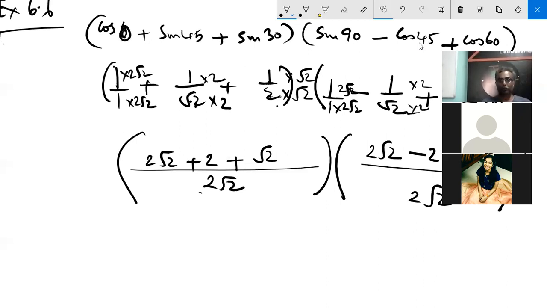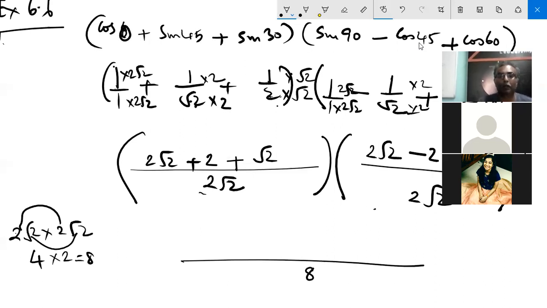Now here, 2 root 2 into 2 root 2. How much is 2 root 2 into 2 root 2? 2 into 2 is 4. Root 2 into root 2 is 2. So the denominator becomes 8.